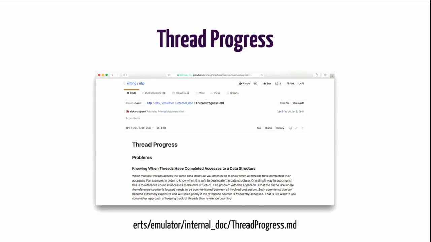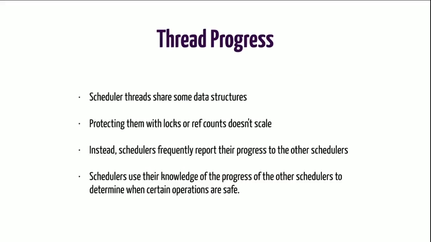One thing that's interesting is that the schedulers actually use something called thread progress, and there's a really interesting markdown document in the Erlang repo that you can read here. The schedulers themselves share some data structures, and when you have shared data, you have definite problems of race conditions and corrupting memory. So instead of protecting them with locks or ref counts, which don't scale very well, they frequently give a progress report out to all of the different schedulers. That allows the schedulers to understand what work has been done, what data structures are still being used, and when it's safe to get rid of stuff.